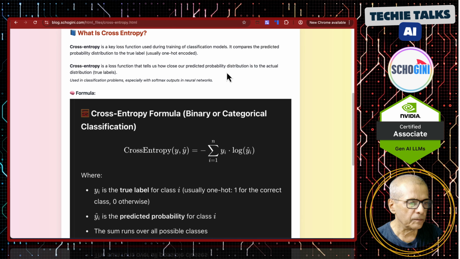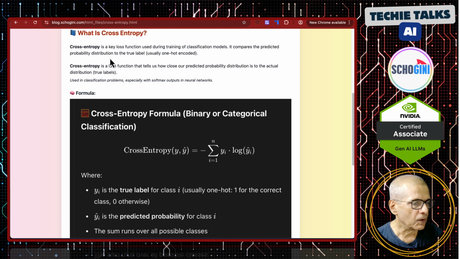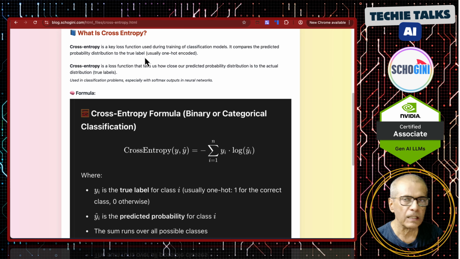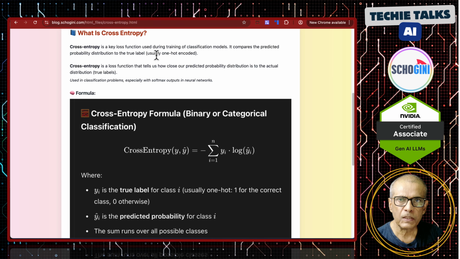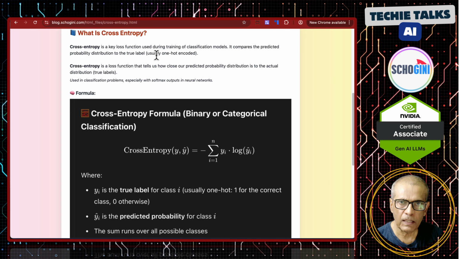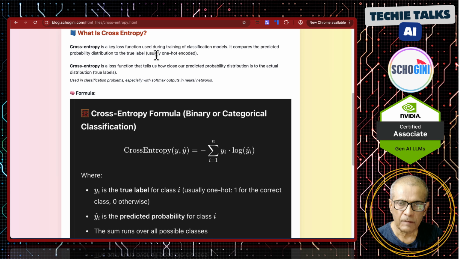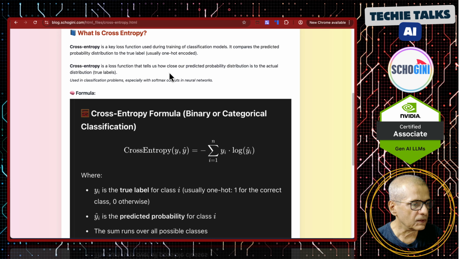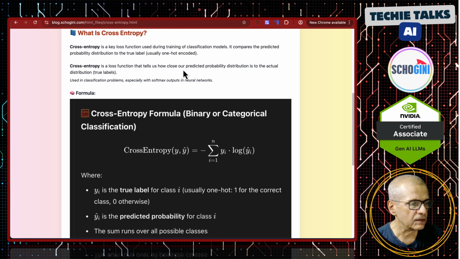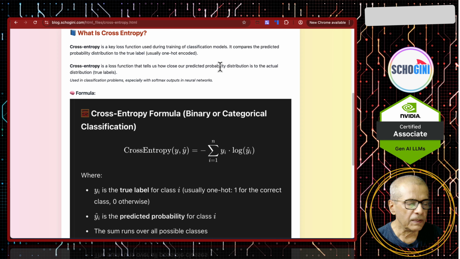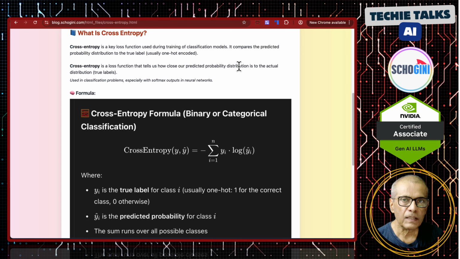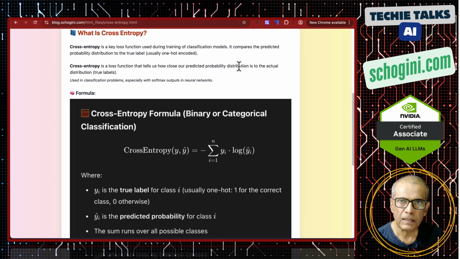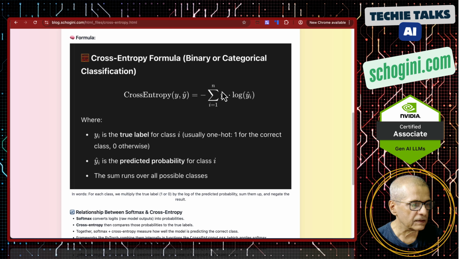So cross entropy compares the predicted probability distribution to the true label. And the true label is usually one-hot encoded. That is, only one of the classes is 1. One of the outputs of the dimension is 1. The rest of the outputs are all 0. So the cross entropy loss function tells us how close our predicted probability distribution is to the actual distribution, or the true label.